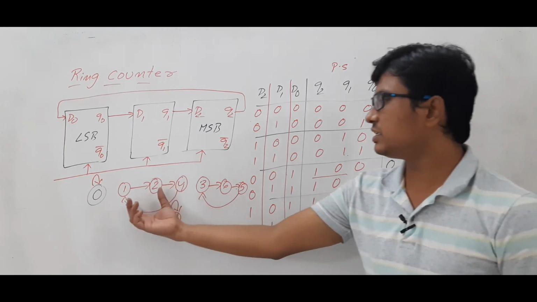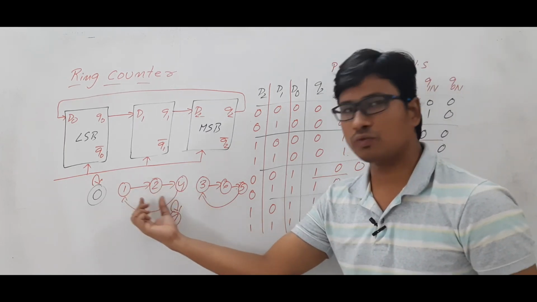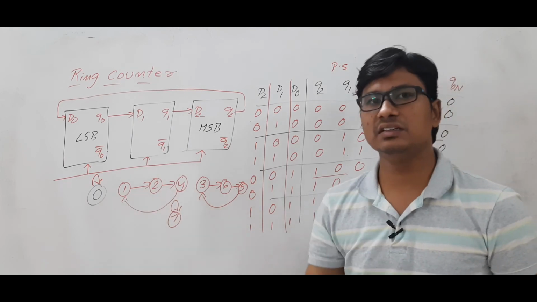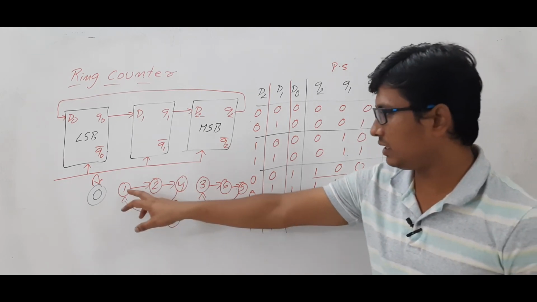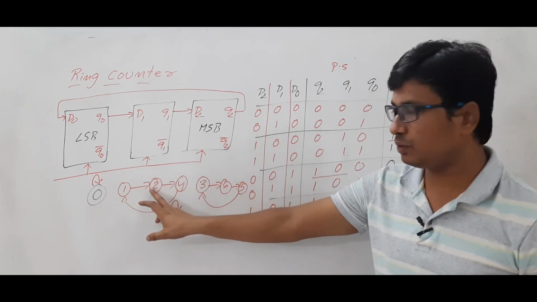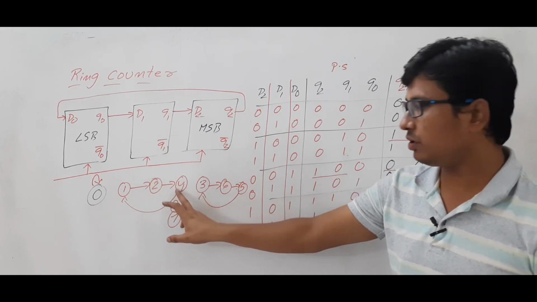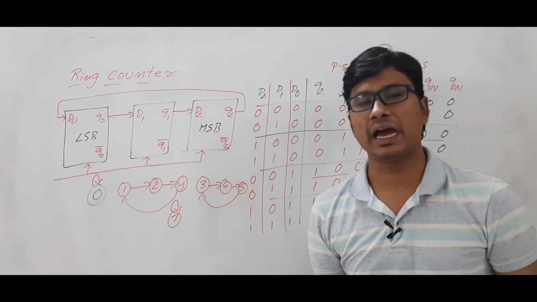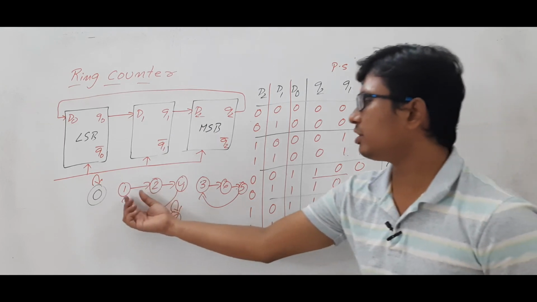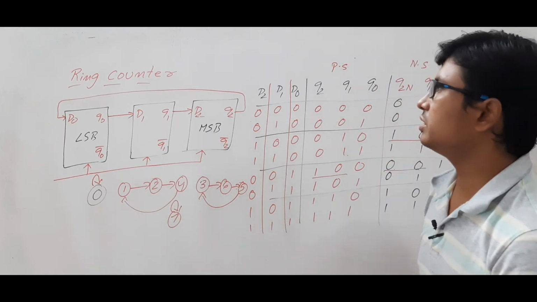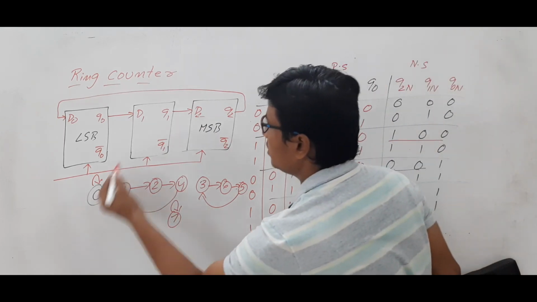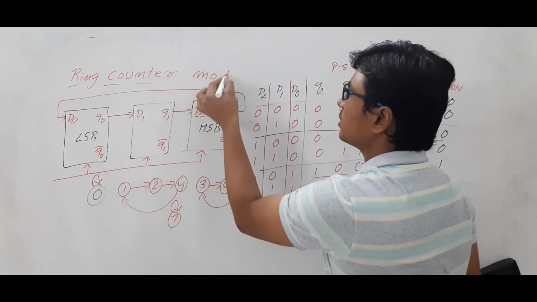So now if you see any one of these, I can say that it is a mod 3 counter. Why? From 1 you are going to 2. From 2 you are going to 4. From 4 again you are going back to 1. So the number of states here is 3. So this one I can call a mod 3 ring counter.